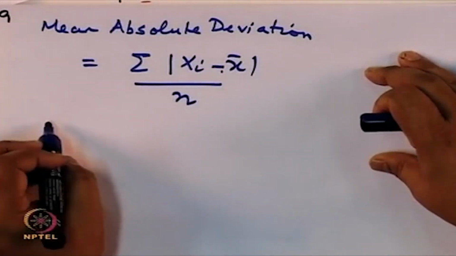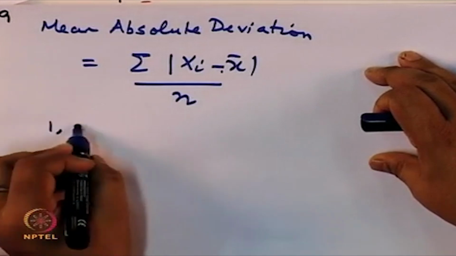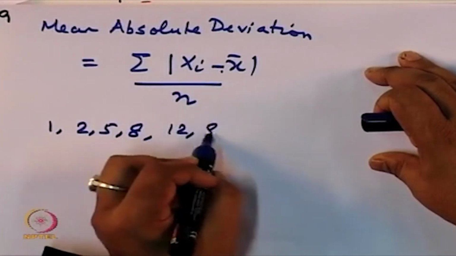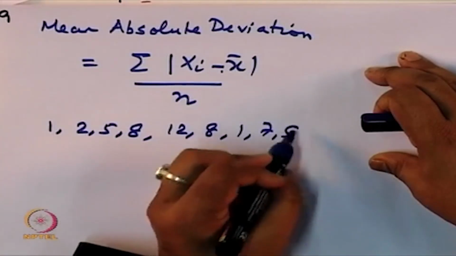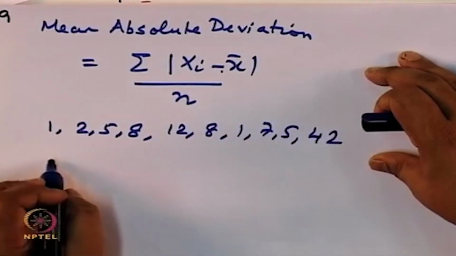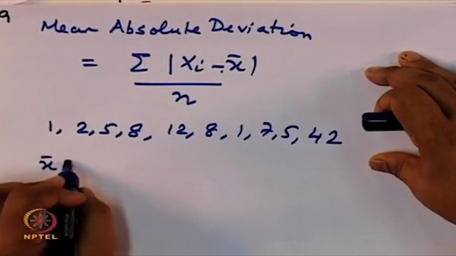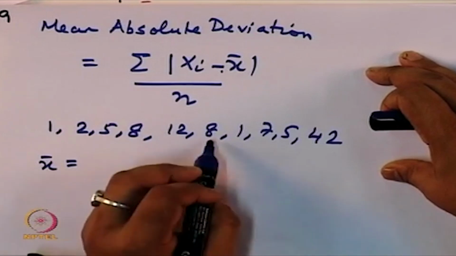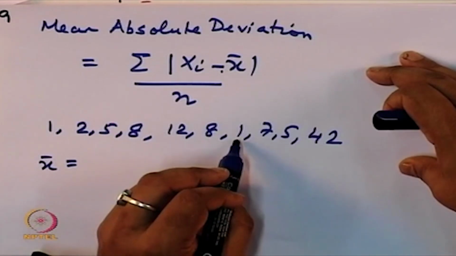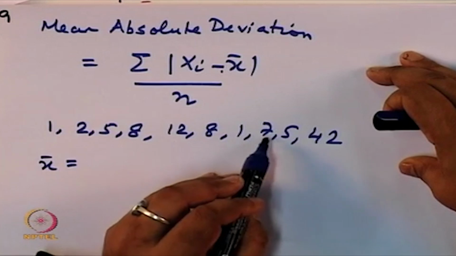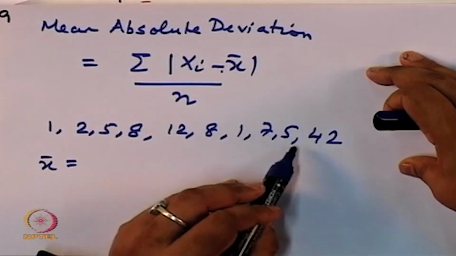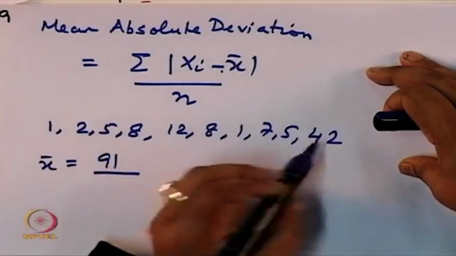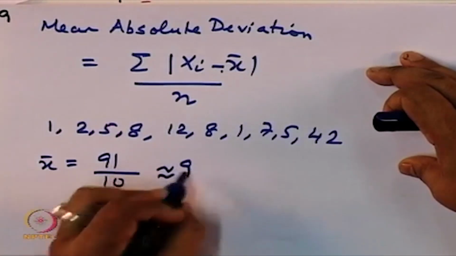Okay. So, in this particular case, let us say I have a data set as 1, 2, 5, 8, 12, 8, 1, 7, 5, 42. I have to calculate my x bar. So, my x bar becomes 3 plus 5, 8, 8 plus 8, 16, 28, 36, 37, 44 plus 5, 49, 91 by 10. So, approximately 9, let us say.